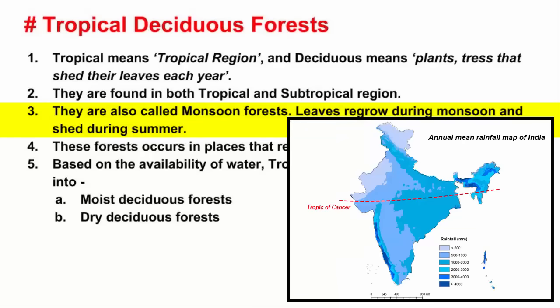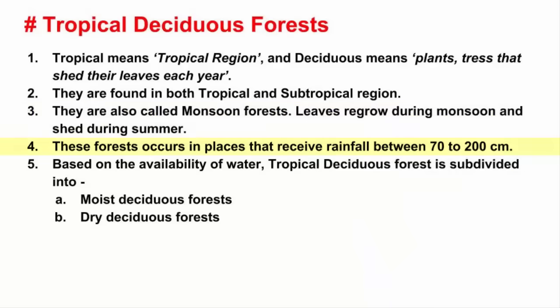And South India typically receives more rainfall than North India. That is the reason I said that these forests are mostly found in the region between the equator and the Tropic of Cancer. But then some of it also exists in the subtropical region. These forests are usually found in places that receive rainfall between 70 to 200 centimeters.